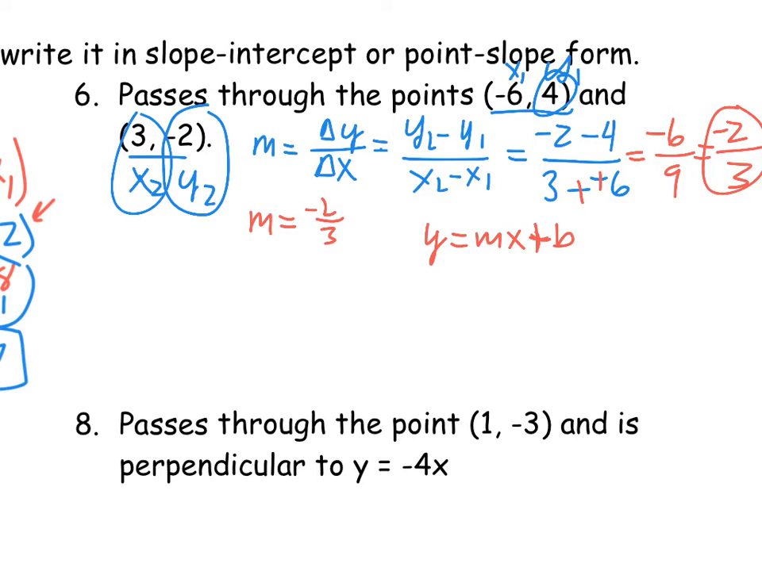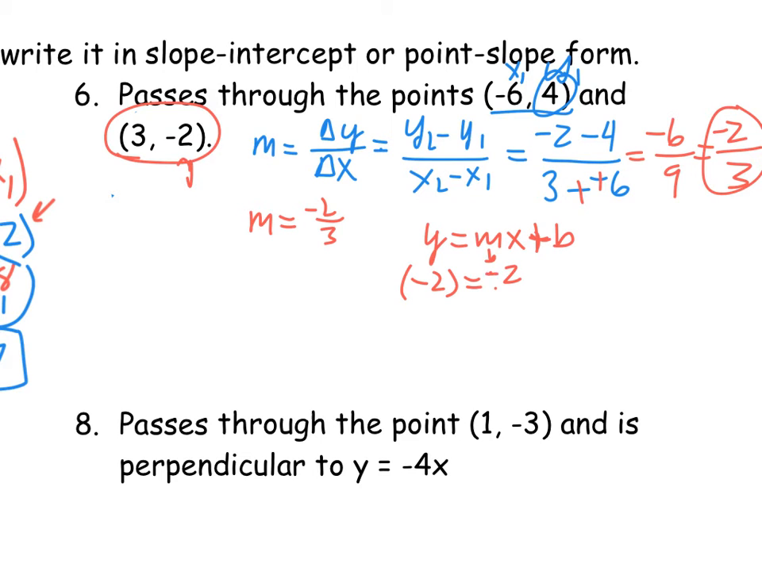Now, when you're given 2 points, you can just pick one. I'm just going to pick this one right here. I'm going to plug that in for x and y. My y is negative 2, so I'll put negative 2 here first. Plug in the slope. That's negative 2/3 times x, which is 3, plus b.